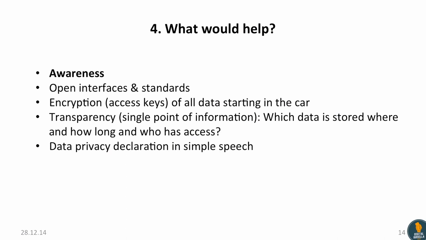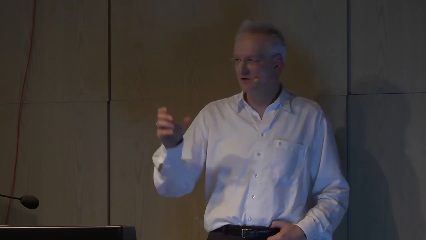Another important thing is transparency. You should know where the data is stored, what data is stored, how long it's stored, and who has access to it. Even more important, you shouldn't have to gather this transparency information from many different sources. There should be one single point of information where you can look at what is happening to the data from my car. And last but not least, we need data privacy declarations in simple speech, so that everybody who is able to drive a car is also able to understand what she or he is signing.